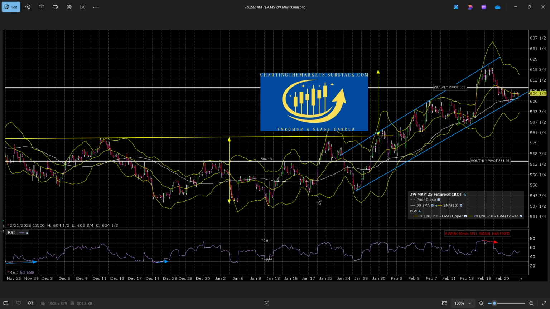ZW. We've got a nice looking megaphone here, but it's looking a little worn as we're having little pokes below it. I think this might be about to break down. We've got a weak 60-minute sell signal fixed, which is supporting that.